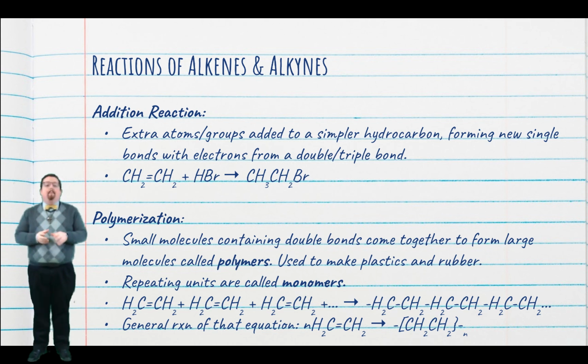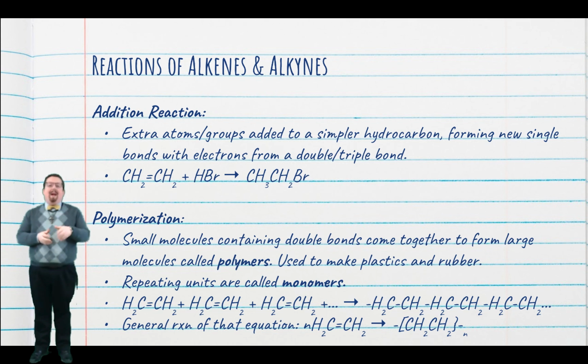the triple bond. Polymerization reactions involve small molecules using their double bonds to bond with other small molecules, forming a much larger molecule called a polymer. Polymers are what plastics and rubber are made out of. The repeating units within a polymer are called monomers. If we fully wrote an equation out, it might look like this. Notice the double bonds disappear and form single bonds between each of the monomers we added together.